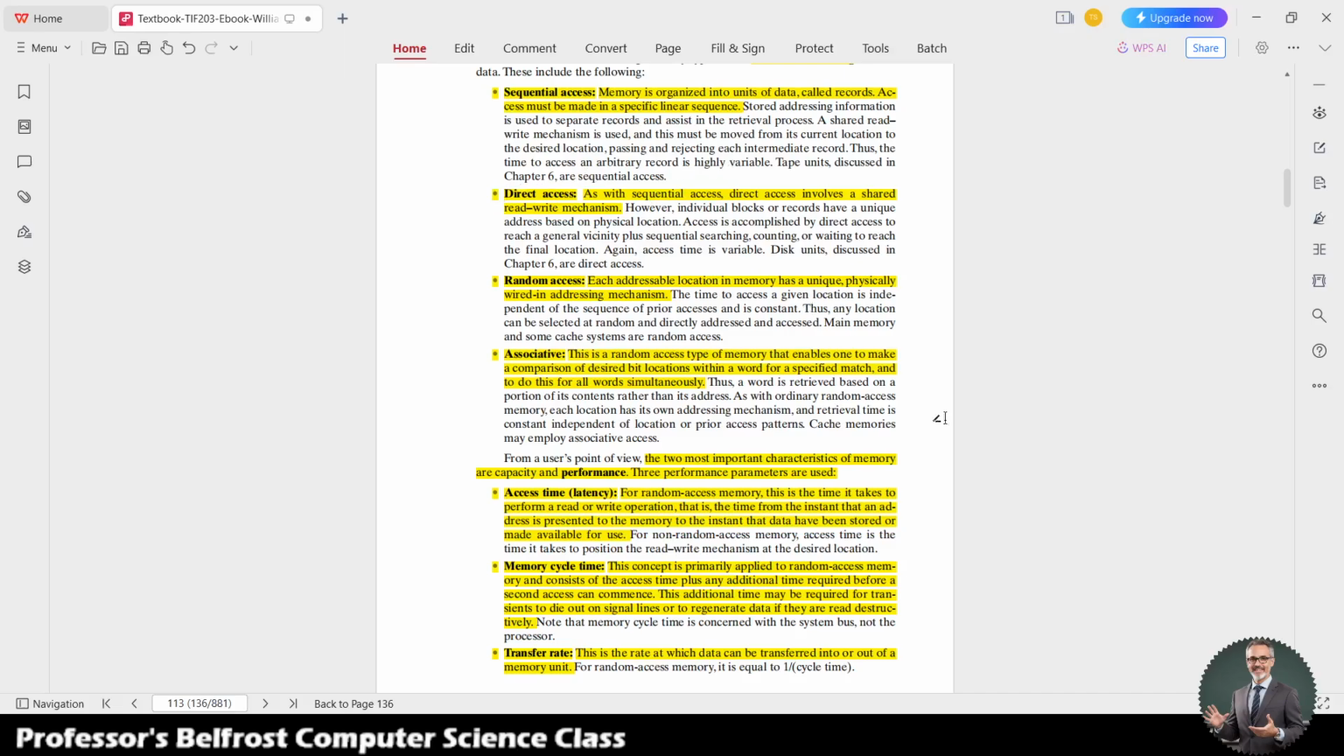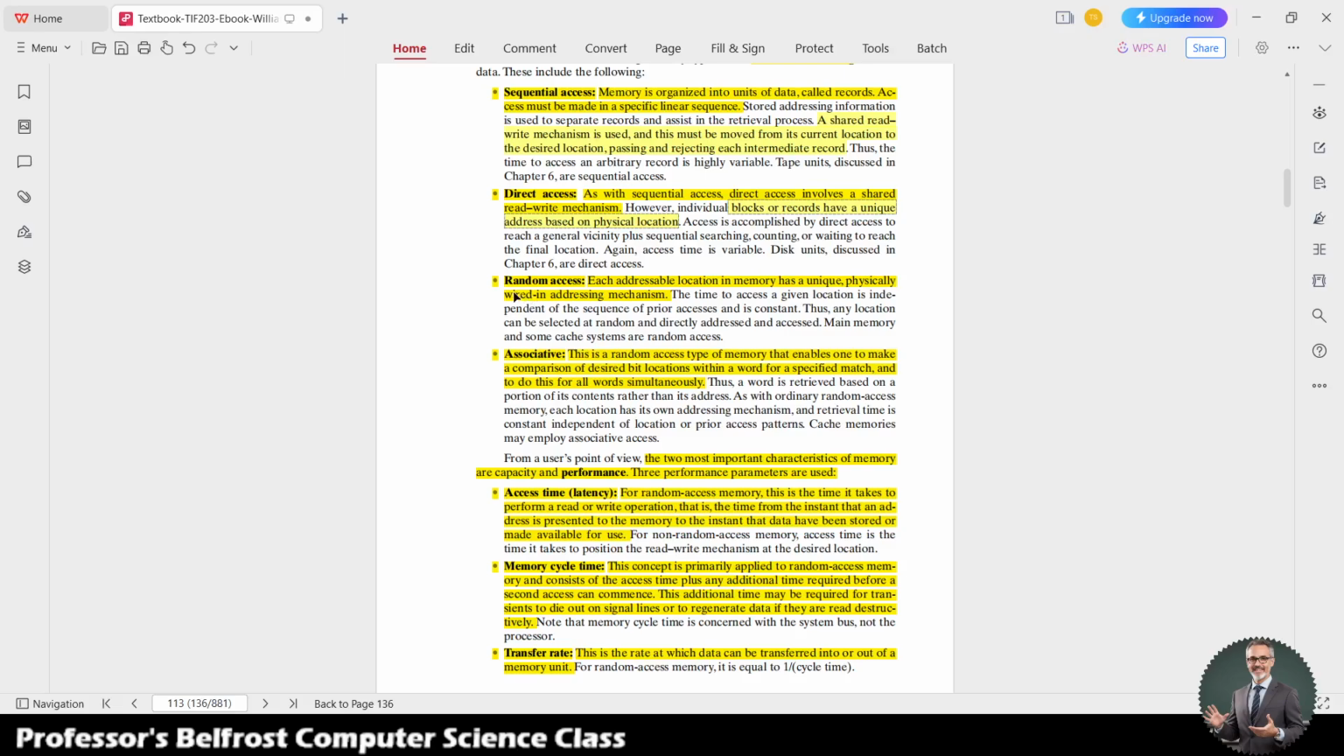Second one is direct access. Like sequential access, direct access also involves a shared read-write mechanism. However, the individual blocks or records have a unique address based on the physical location. Access in this case is accomplished by direct access to reach a general vicinity, plus sequential searching, counting, or waiting to reach the final location.